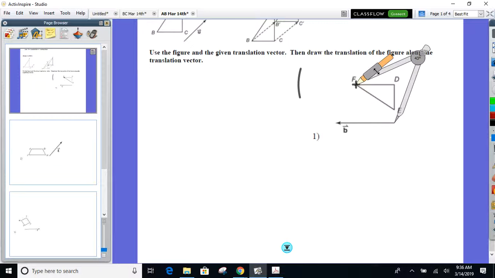All good? Anybody think they know what's going to happen next? You want to predict? How am I going to get the point where F prime is going to be? I'm going to need a point of intersection, right? How do you think I'm going to get it? Just guess. Where do I have to move now? Ready? Move to the end of the vector because you're going in the same direction. And then, yes, make an arc that intersects that first one. And that is where F prime will be.